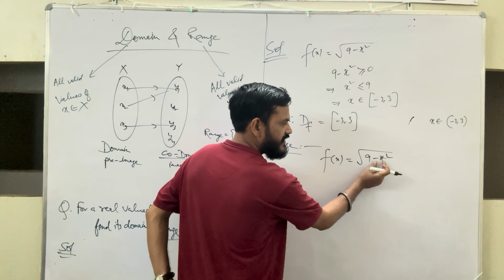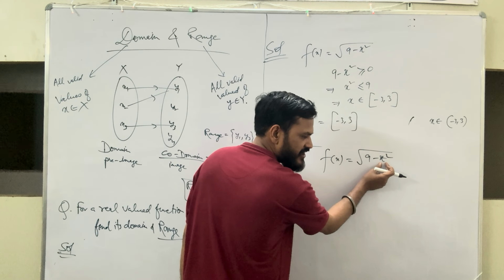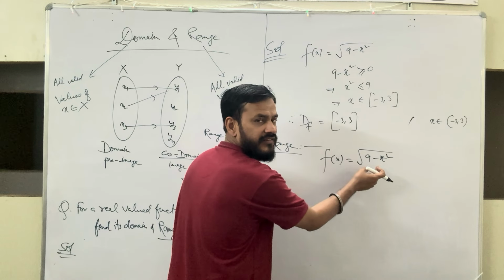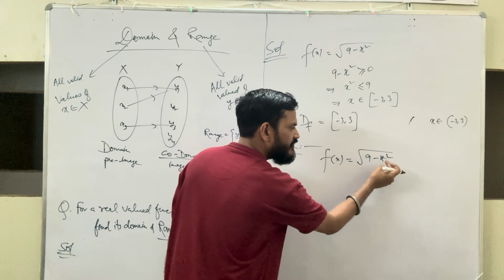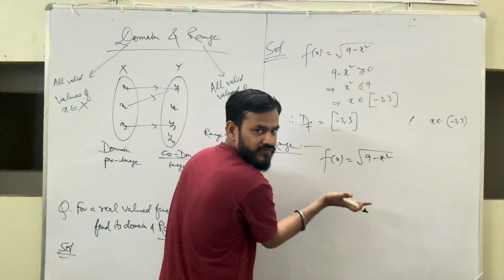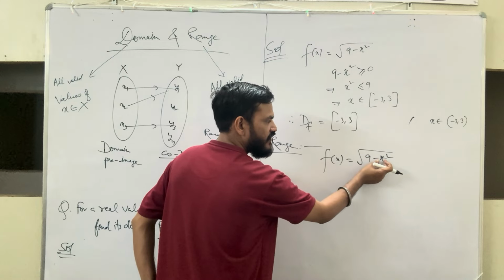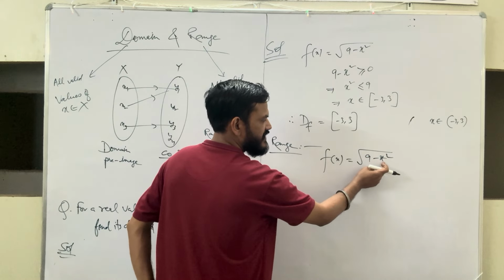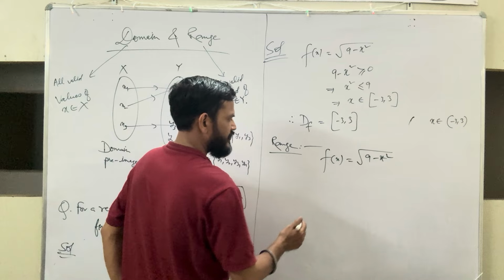So what happens? If something is getting subtracted, the thing which is getting subtracted should be minimum, then only the function can attain the maximum value. Because if it is not minimum, something will get subtracted and the value of the function will fall. So the minimum value, modulus wise, because it's a square function, can be 0. So when x is 0, the maximum value the function attains is square root of 9, which is 3.